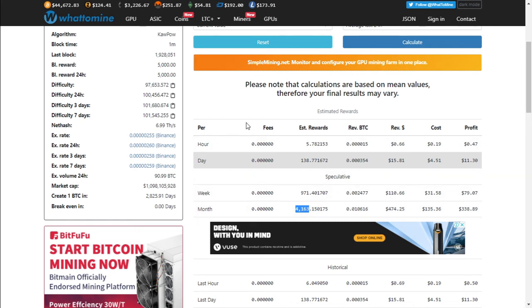And just remember that there is a halvening that's coming in next year. At the moment, each block reward is at 5,000. It's going to drop to 2,500. So you probably want to mine as many coins as you can before that halvening. If we look at the profit, we're looking at about 338 USD in profit, and that is after electricity.